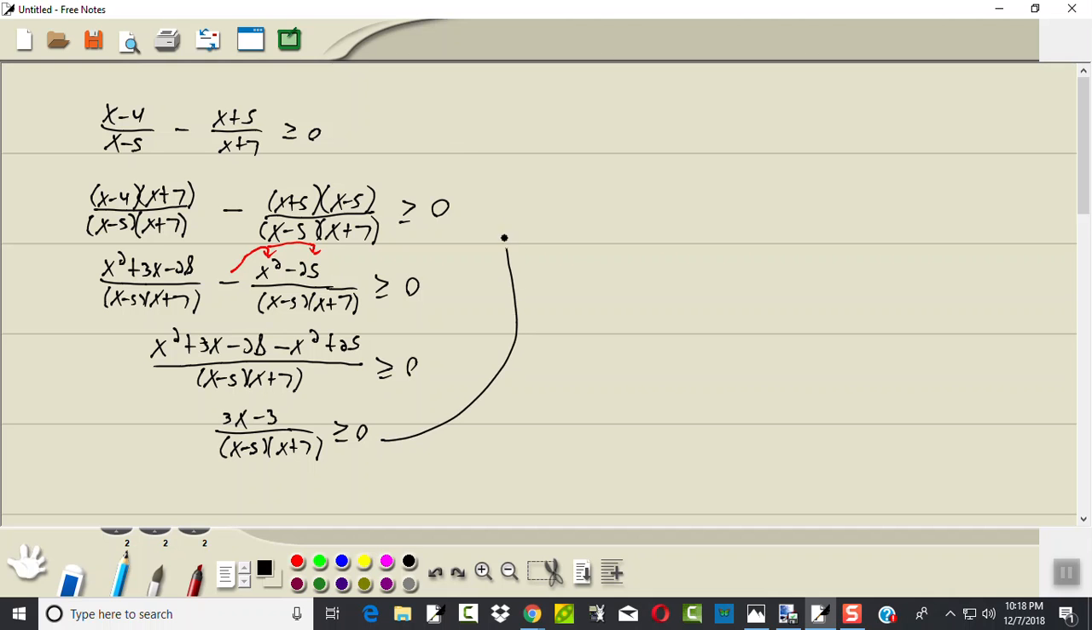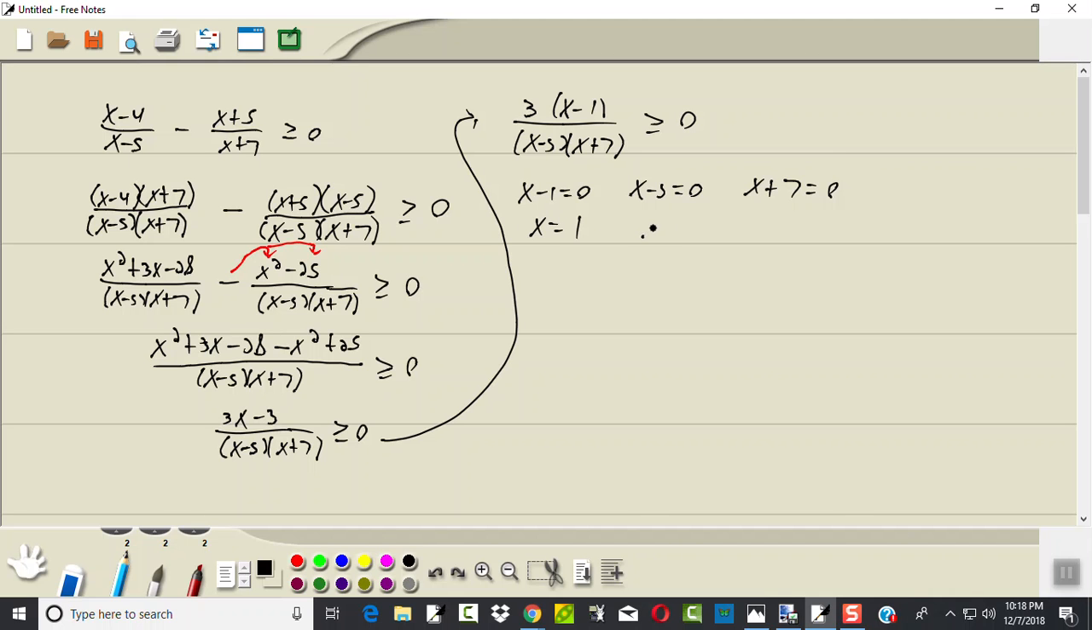Now I notice I can factor a 3 out of the top. And that gives us x - 1. I do that to see if anything can cancel, but it won't. Now I need to find my critical values. What I do is I set the x - 1 equal to 0, x - 5 equal to 0, and x + 7 equal to 0, which gives us 1, 5, and negative 7.